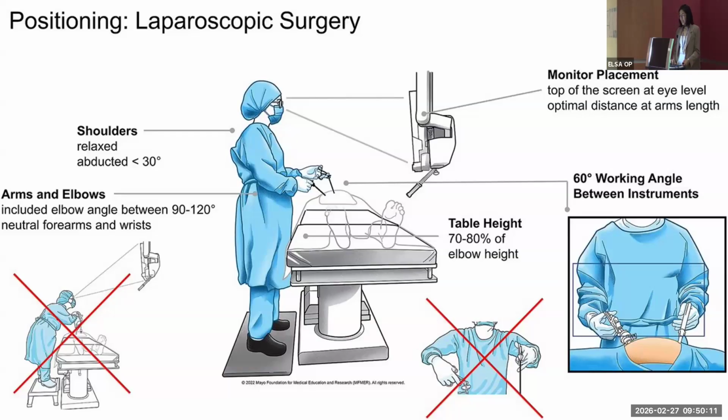So ideally speaking, the monitor should be 90 to 120 centimeters away in a straight line across from the surgeon. The surgeon should have a slightly downward gaze because it's more comfortable. The screen should be positioned a little lower than the surgeon's eye level to avoid neck extension and strain. The most comfortable viewing direction is approximately 15 degrees below eye level.